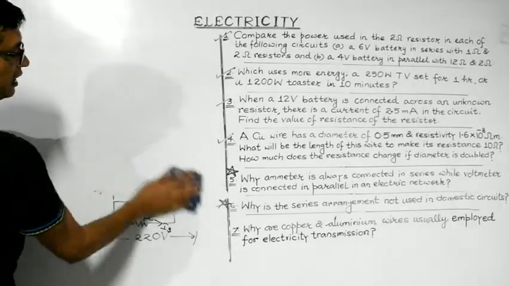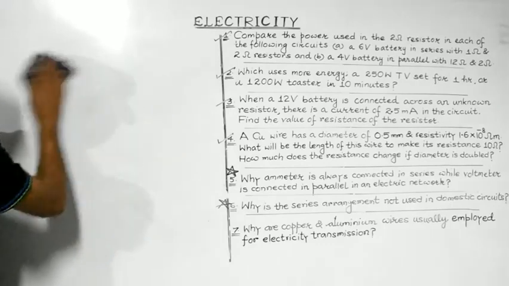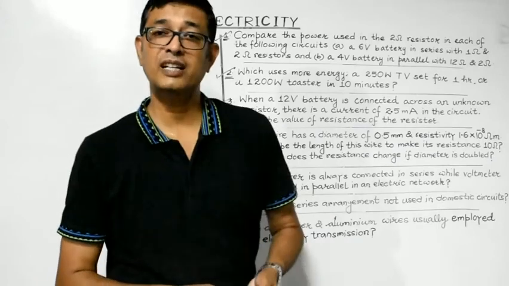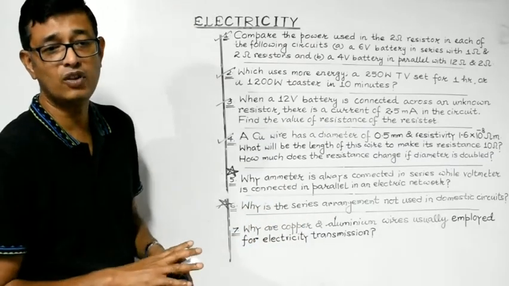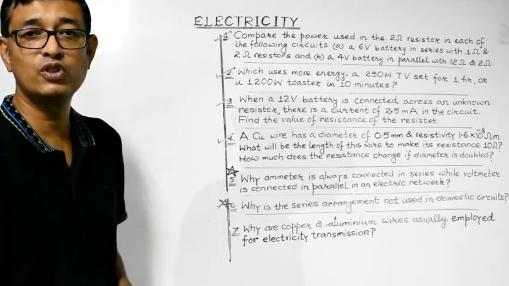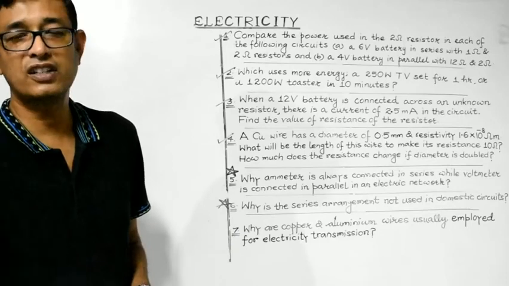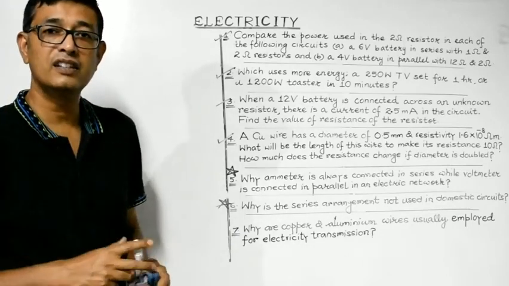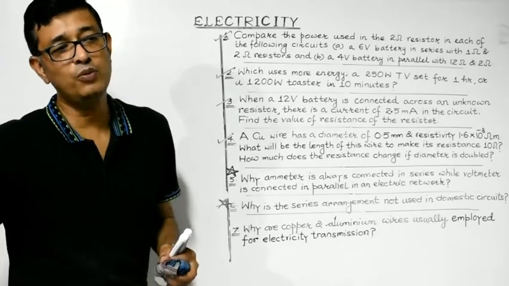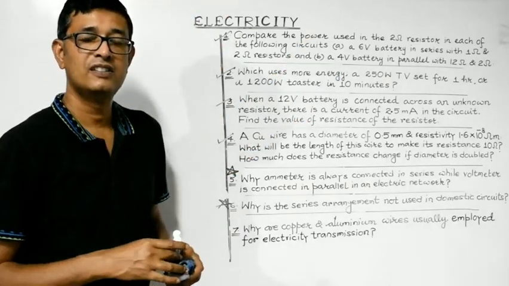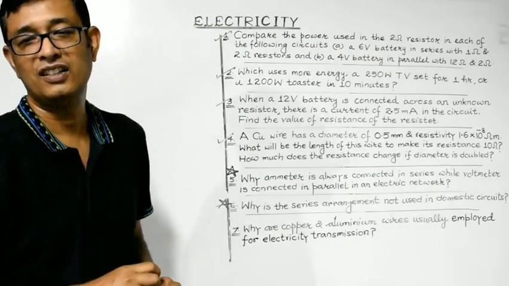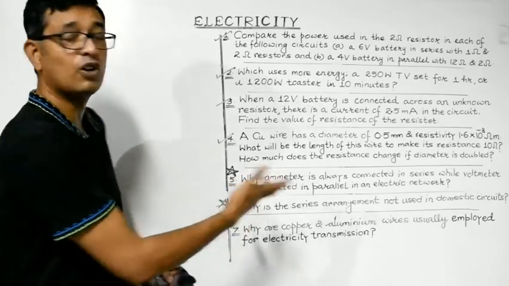Why are copper and aluminum wires usually employed for electricity transmission? Now look, students, electricity can be generated by various ways, isn't it? One is hydroelectric power station, the other one nuclear power station, which makes use of nuclear energy and then converts it into electrical energy, right? But the point I'm making is, the electrical energy so produced in power stations has to be transferred to distant places, to distant locations, and that is done through connecting wires, which are often made of either copper or aluminum.